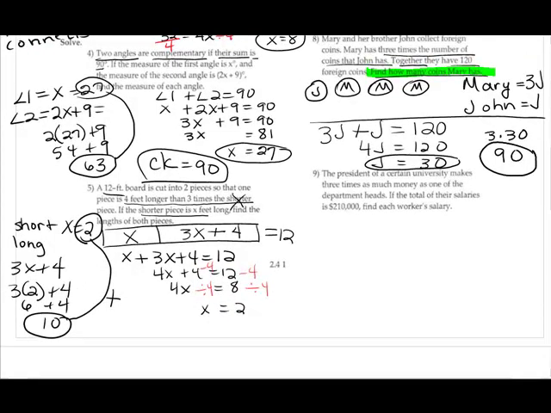Number 9, the president of a certain university makes 3 times as much money as one of the department heads. If the total of their salaries is $210,000, find each worker's salary. Well, they get paid with a check, so let's draw a check. And we've got one check here, and it says the president makes 3 times as much money as the department head. So we're going to give one check to the department head. And so if we give him one check, we have to give the president 3.